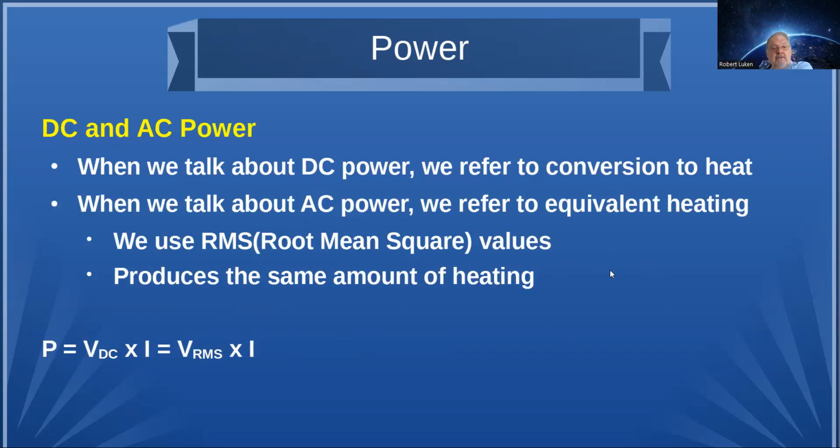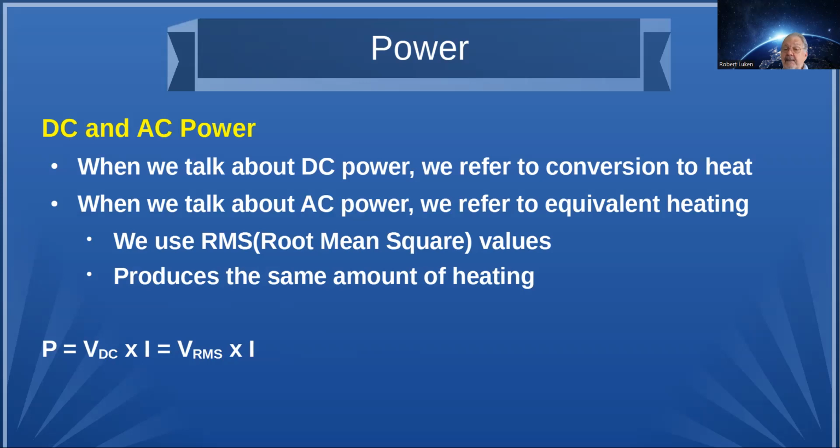Okay, so I mentioned a little bit about the difference between direct current and alternating current. When we're talking about direct current power, we're basically talking about the equivalent amount of heat, or its conversion to heat, in watts. So if we're running current through a resistor or a light bulb, say a 100-watt light bulb, it's putting out 100 watts. Part of it is light, part of it is heat, but there's 100 watts going into it.